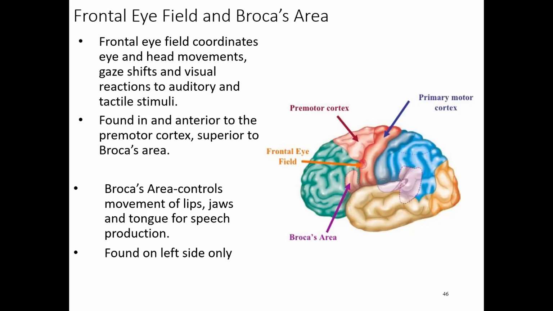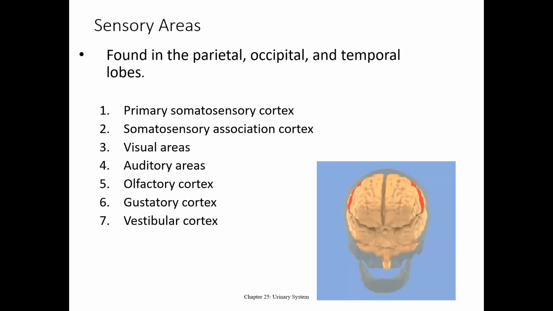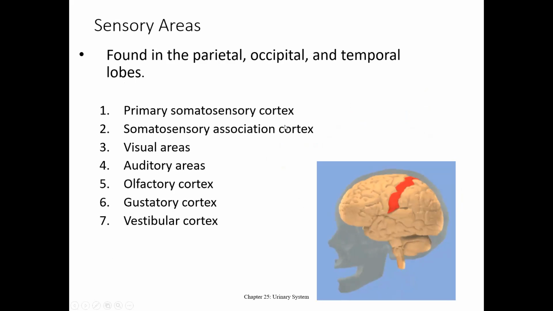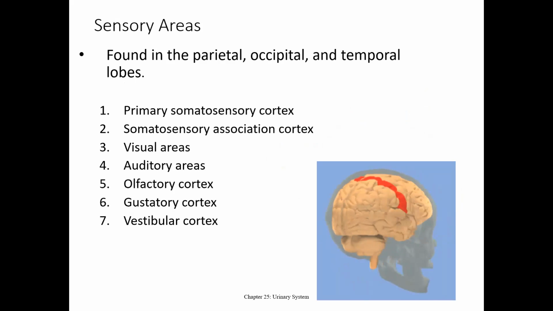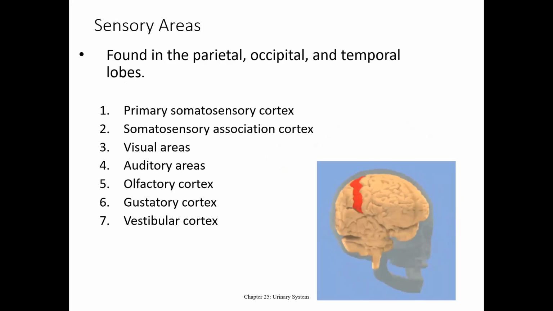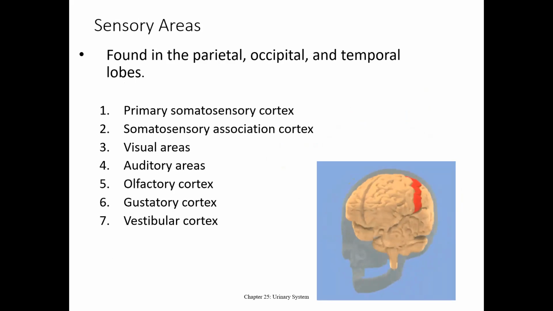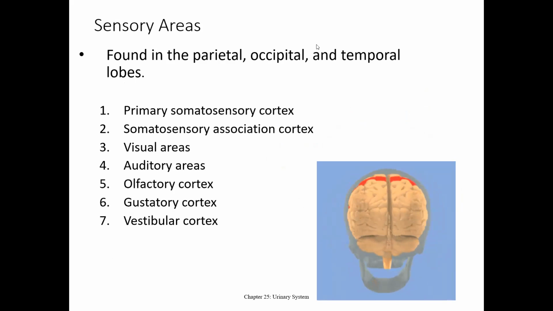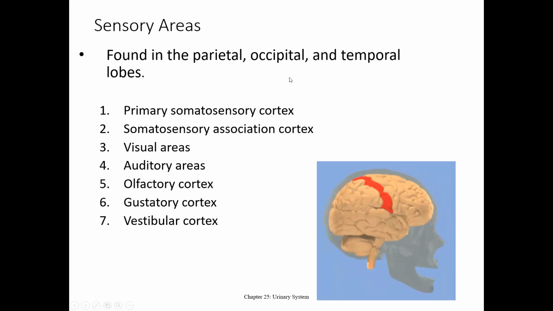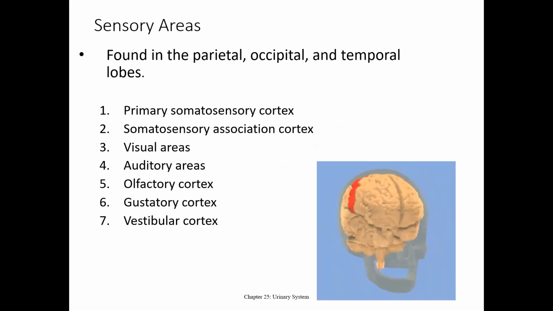Now, this is only about speech. It has nothing to do with comprehension. There's another area where we deal with comprehension, but right now we're just looking at the motor activity of producing sounds. So those are the motor areas. The frontal lobe deals with the premotor and the primary motor area, plus the frontal eye field and Broca's area.